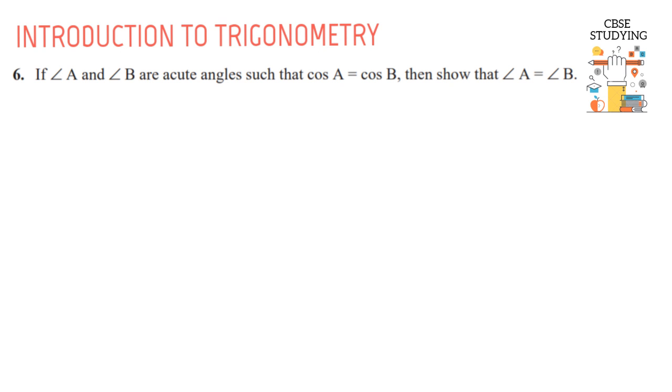A and B are acute angles such that cos A is equal to cos B. Show that angle A is equal to angle B. Let's draw the triangle. We have A and B, which are acute angles, and C.